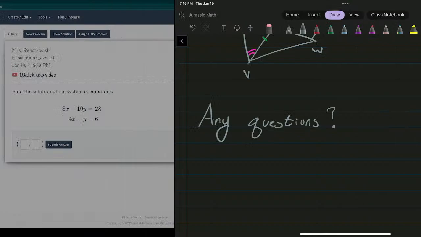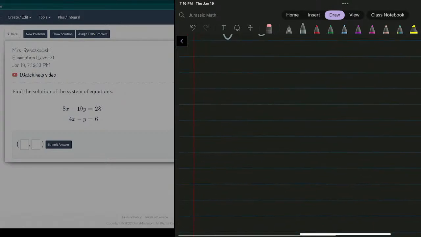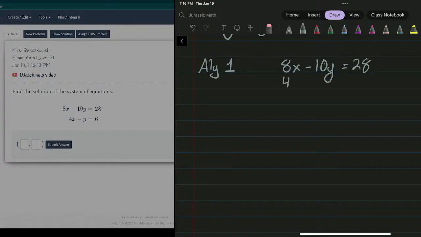All right, I got one message asking about elimination. So here we have an Algebra 1 question. It's asking us to solve the following system of equations. So we are given the equation 8x minus 10y is equal to 28. And the other equation I write underneath, 4x minus y equals 6. I'm going to add in my little tiny invisible 1 by that y to make life easy.